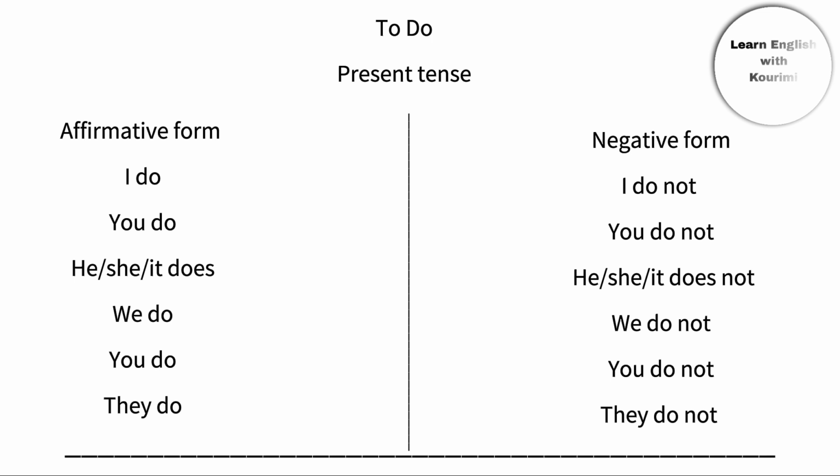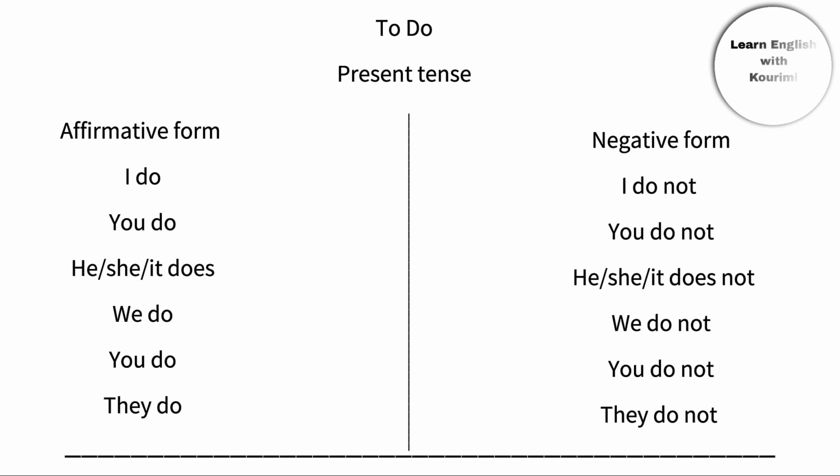To do. Present tense. Affirmative form. I do. You do. He, she, it does. We do. You do. They do. Negative form. I do not. You do not. He, she, it does not. We do not. You do not.